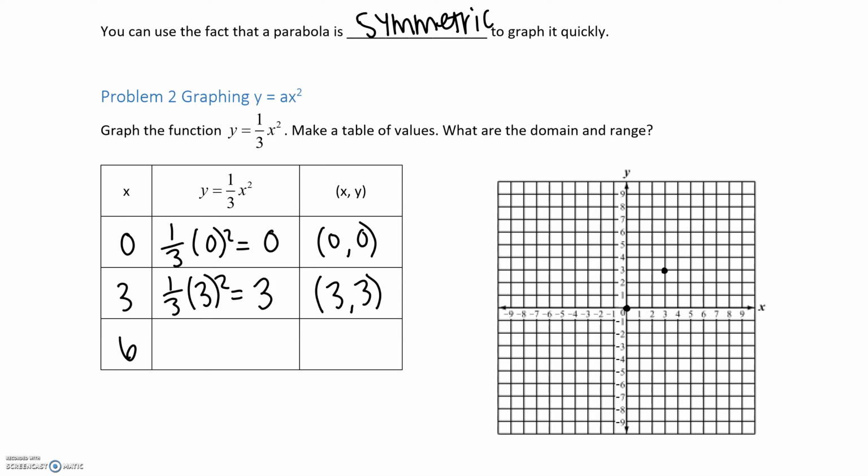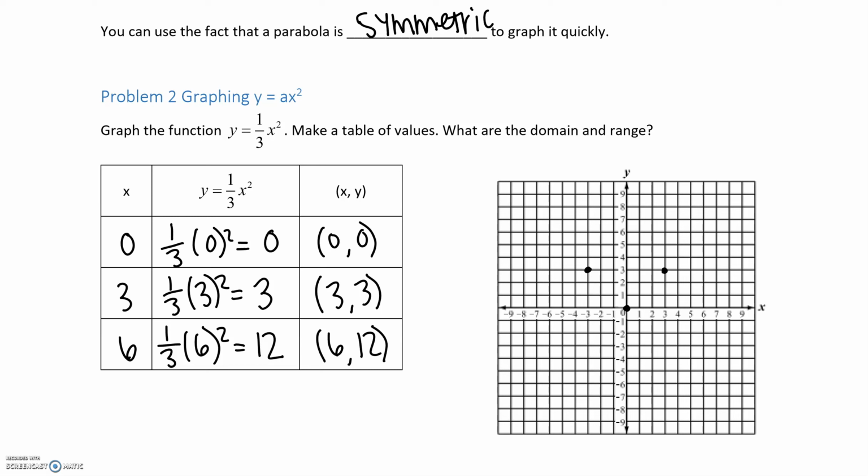Because a parabola is symmetric, we can do the opposite as well. So we can go over to the left 3 and up 3, and that's going to be our other side of our parabola. Okay? And our last one, I'm going to put in 6 for our x value. Okay, and when I work that out, that's going to give me 12. So our point is going to be (6, 12).